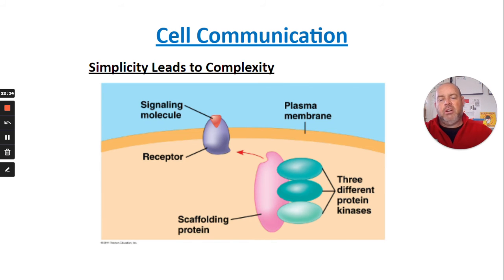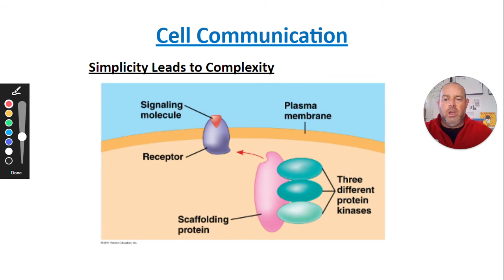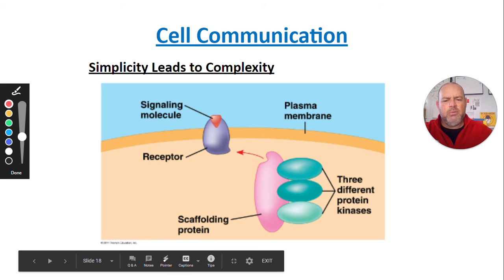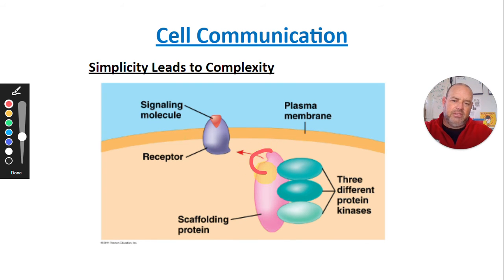Simplicity leads to complexity. Sometimes our one signal here can cause different things to happen. So you get your conformational change in your receptor down here, and our scaffolding protein, scaffolding because we have three different protein kinases on here. So we have three things attached to this pink one, which is called the scaffolding protein. And you can tell this little notch right here and this little notch will, shape-wise, be able to bond. So when those two bond, that's going to trigger three different protein kinases. They're all going to go off and do their own jobs, and you can get three different responses from the one signal right here.